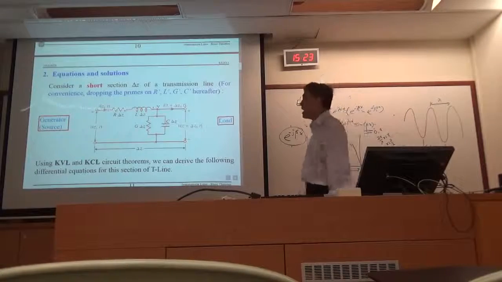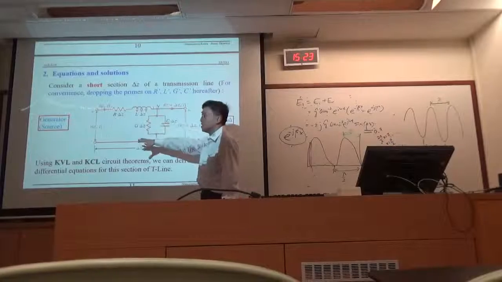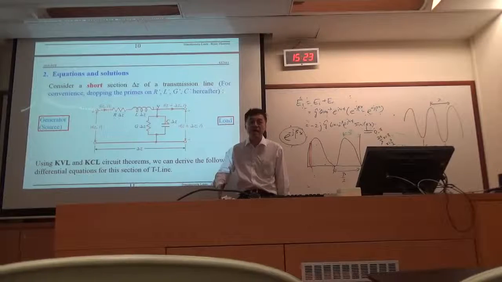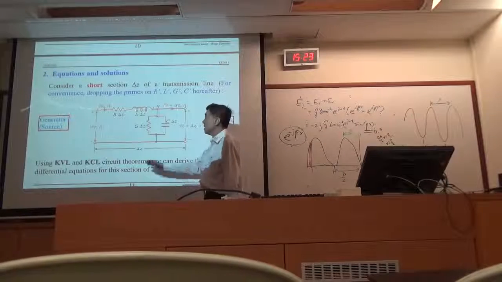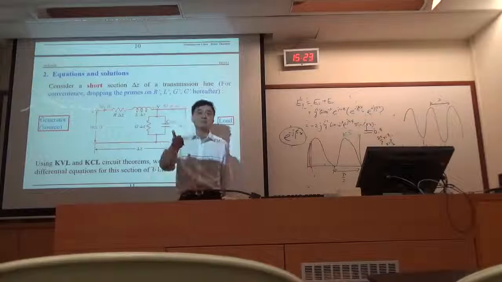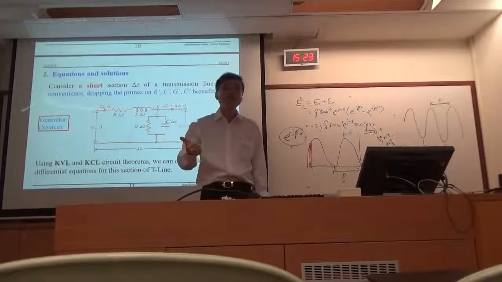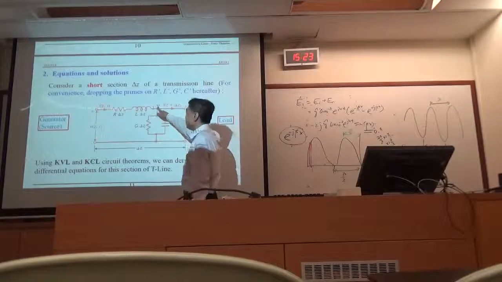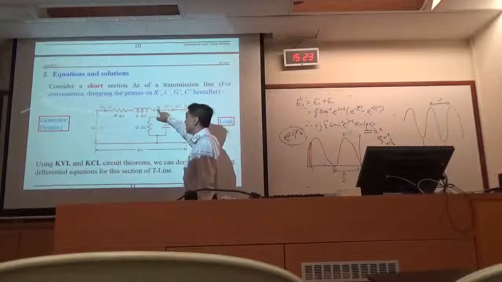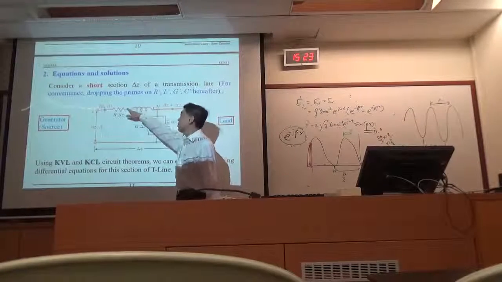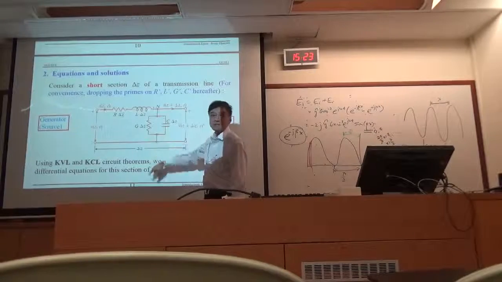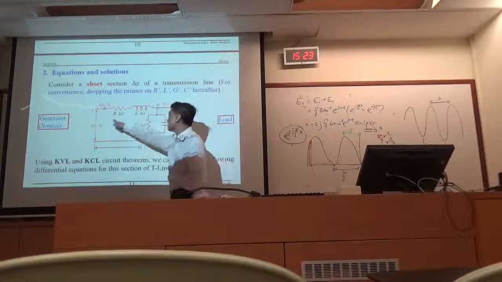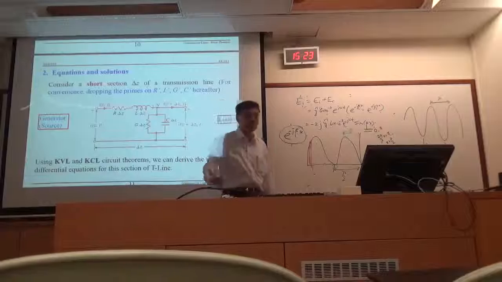So when we analyze one small segment, I'm going very fast because I'm going to go through it again on Friday and next week. We analyze this by using very simple circuit analysis, KCL and KVL. I look at KCL here. What is the current flowing in? The sum of the current flowing in must be equal to 0, right? And with KVL, the total loop voltage must be equal to 0.